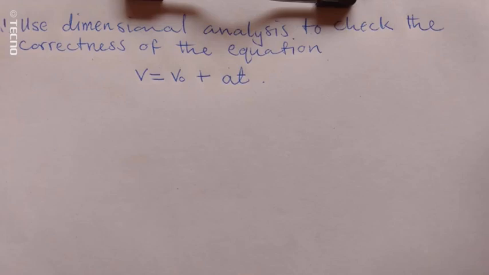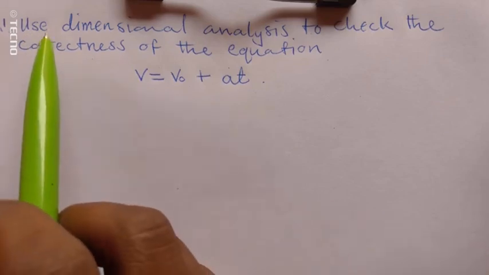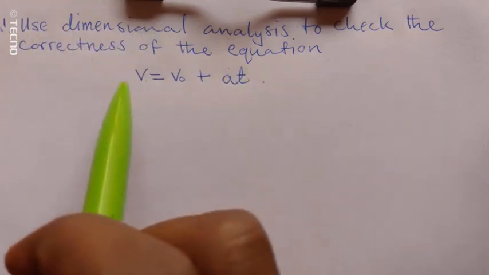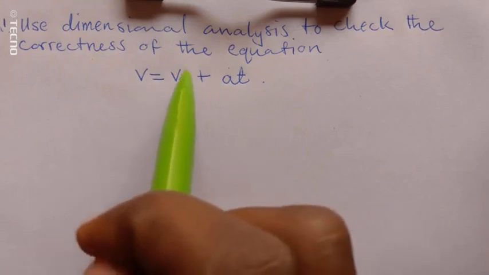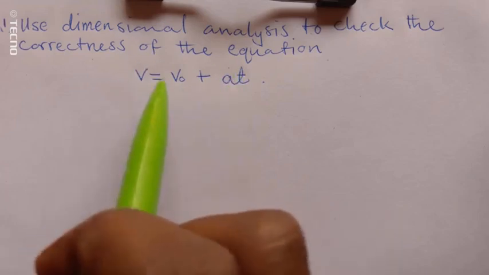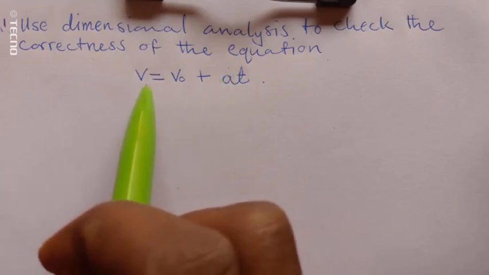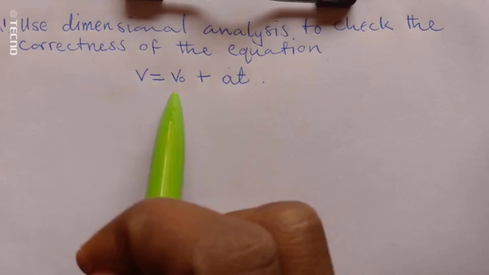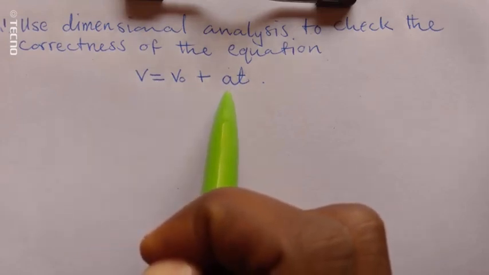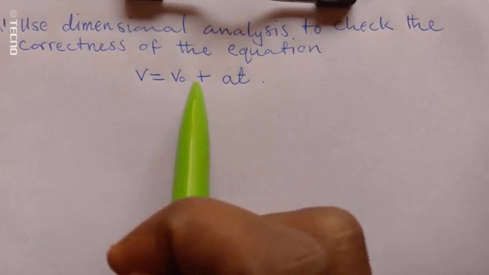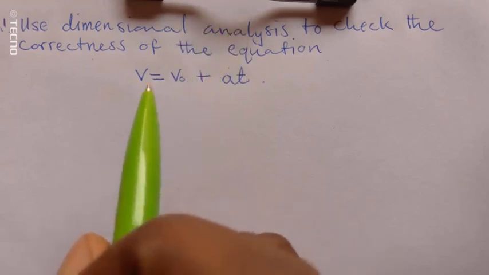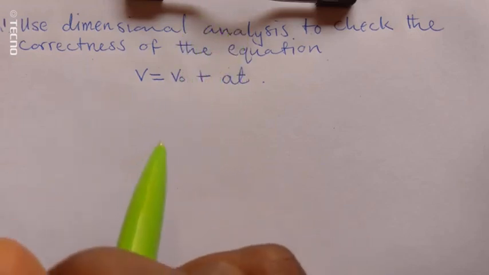If the equation that you have been given, its dimensional analysis is what? Correct. So here we have been given: use dimensional analysis to check the correctness of the equation. This is the equation. In order for us to check its correctness, the dimension on this v should also be equal to this one and also to this one. So you are going to get the same thing in whatever you do. That's what we call the correctness of the equation.